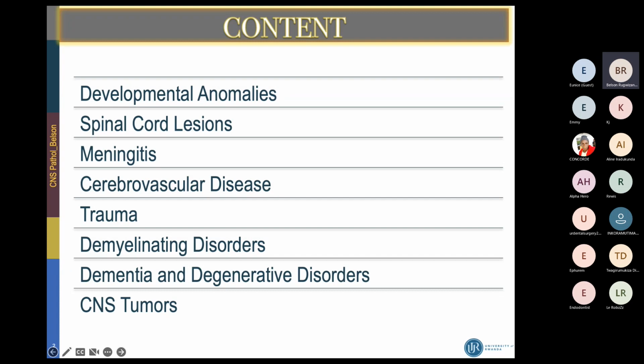So this is the content. We'll start with developmental abnormalities or anomalies. Then we shall see the spinal cord lesions. We shall see meningitis, cerebrovascular disease, trauma, the demyelinating disorders, dementia, and the degenerative disorders. And then we'll end with the central nervous system tumors.